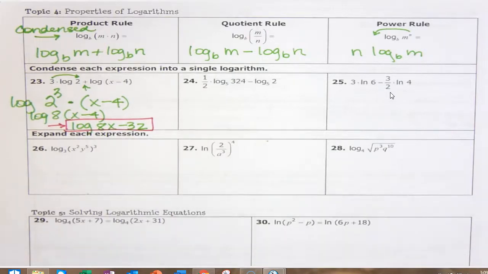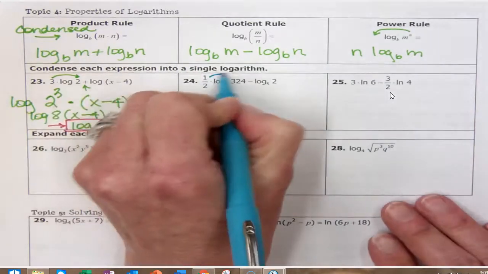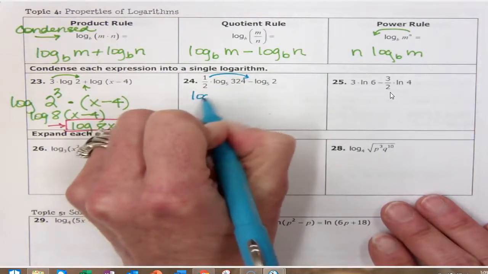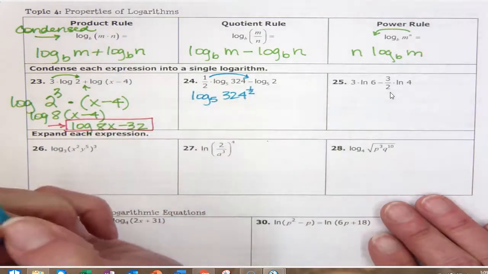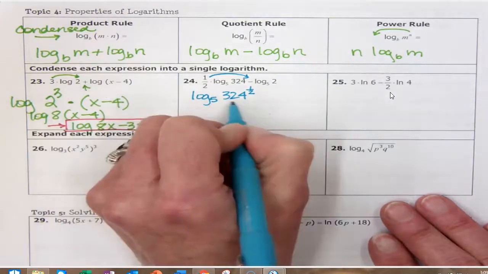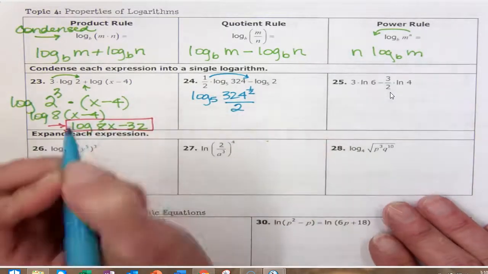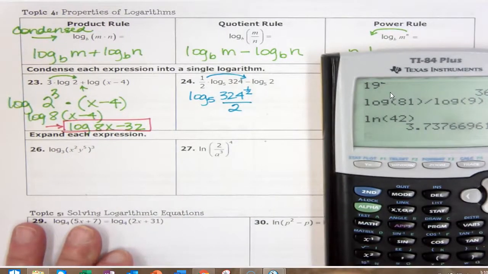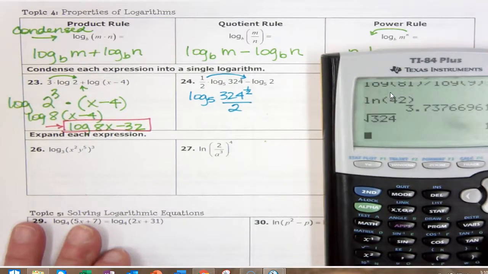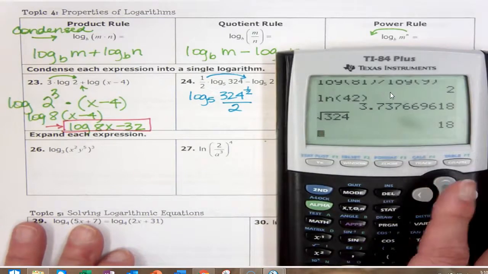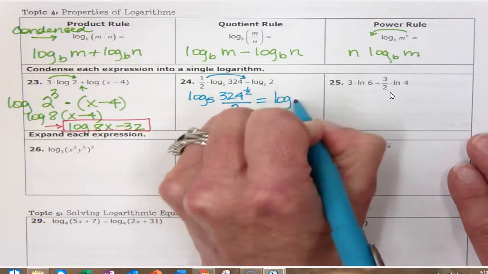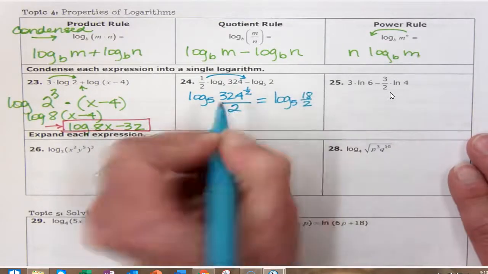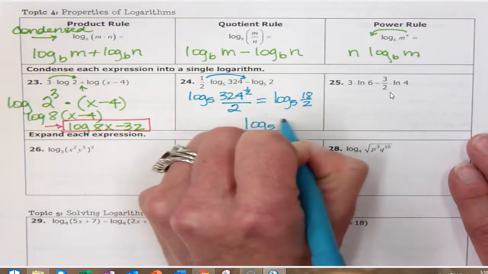So here we've got this raised, so log base 5 of 324 raised to the 1/2 power. 1/2 power is your square root, divided by 2. So 324, I think that's going to be 18, but let me just double check. The square root of 324 is 18. So this is going to be log base 5 of 18 divided by 2, log base 5 of 9.